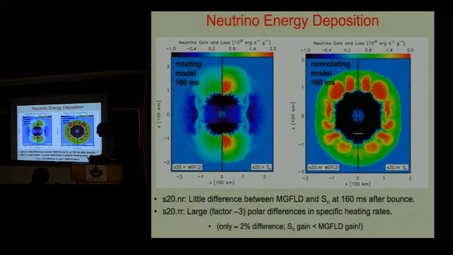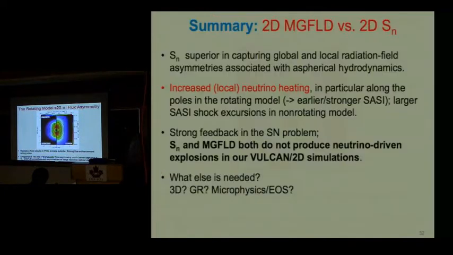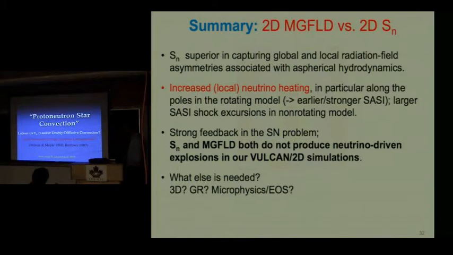And so what we get is, when you include rotation and you include the multi-angle stuff, the multi-angle effects are important. And this is important only for the people who are worried about details. It didn't make a difference in the explosion. But when it does explode, this will be an effect if it's rotating fast. Okay, that was technical stuff.